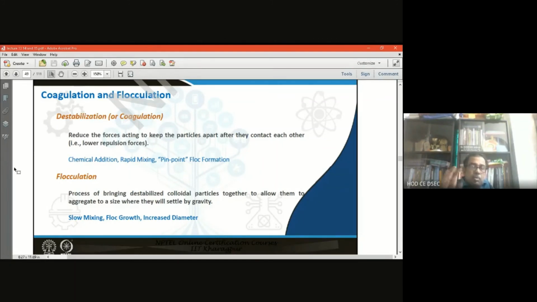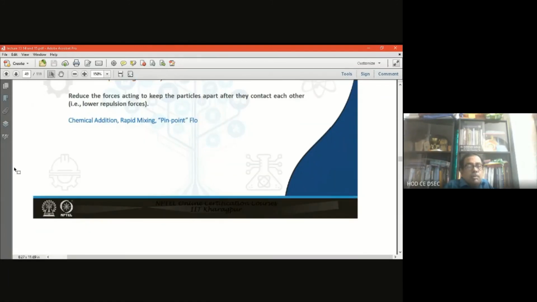We are adding the coagulants, that means the chemicals, and these chemicals will allow the particles to come to each other and they will form a flock, and under gravity this flock settles. This is the process of flocculation, and it happens in slow mixing, with flock growth and increased diameter.